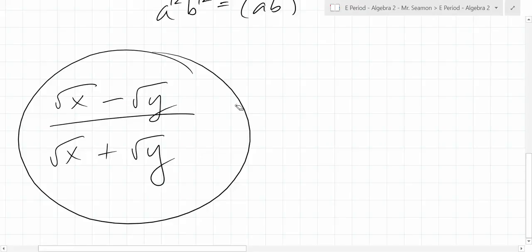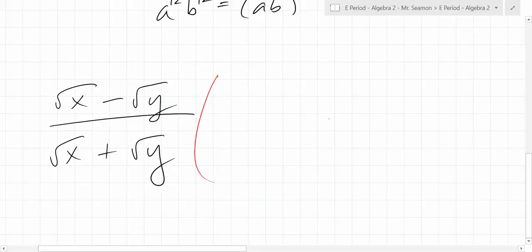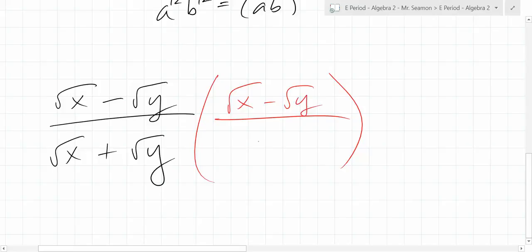X minus y. Square root of x minus. Can someone say it with a complete sentence? I should multiply by what? The square root of what? Root x minus root y over root x minus root y. Yeah, you need to say square root because radical means just that symbol. So say root.